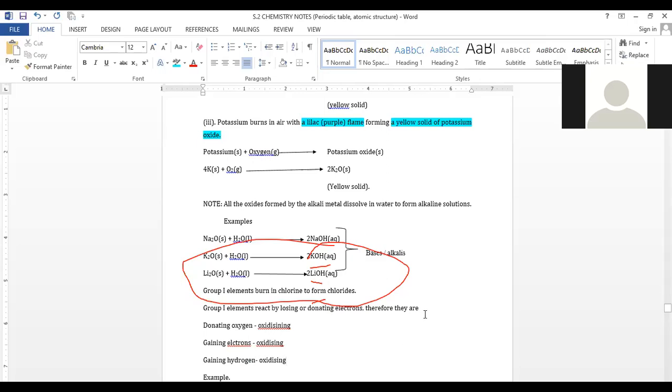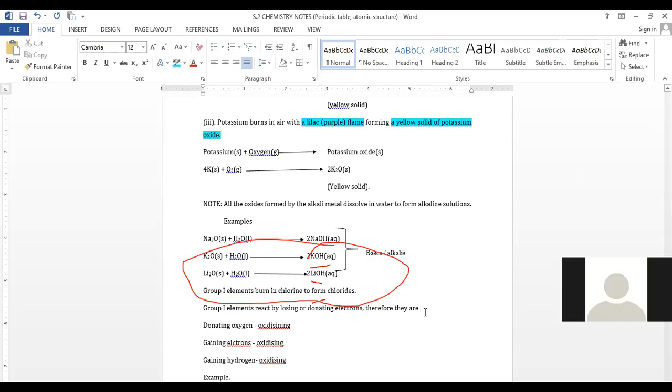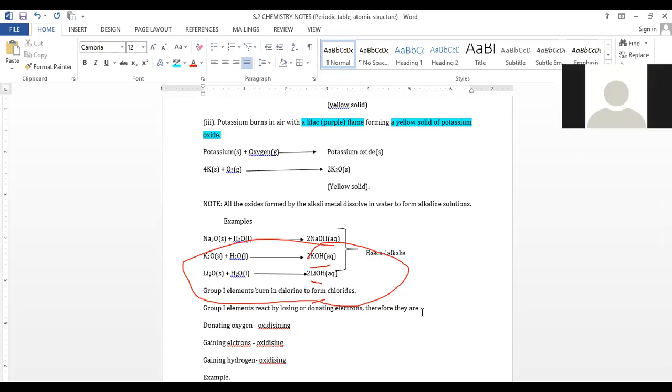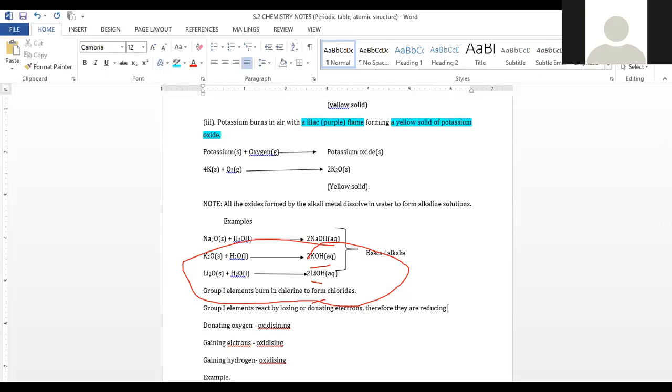But remember I said all metals ionize by losing electrons. So those that gain electrons, we say they are oxidizing. Those that lose electrons are called reducing agents. Okay, I hope I've answered your question. Yes, because all metals, groups 1, 2, 3, are reducing agents. They all lose electrons.